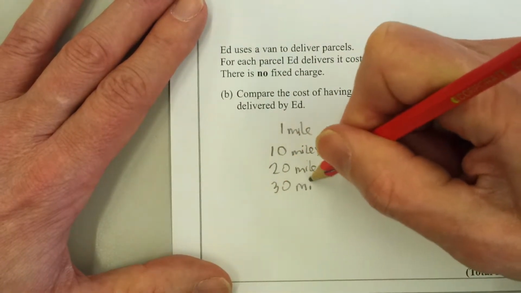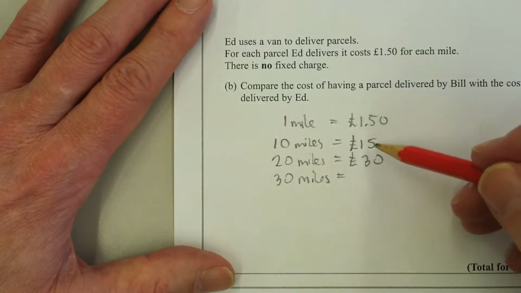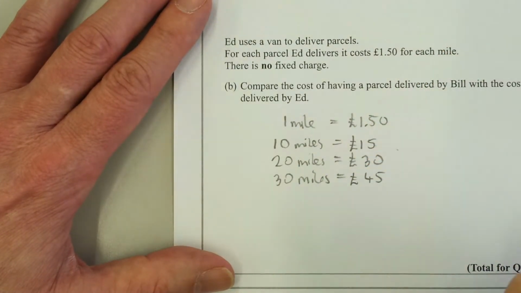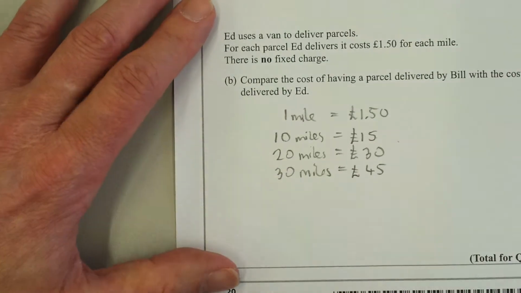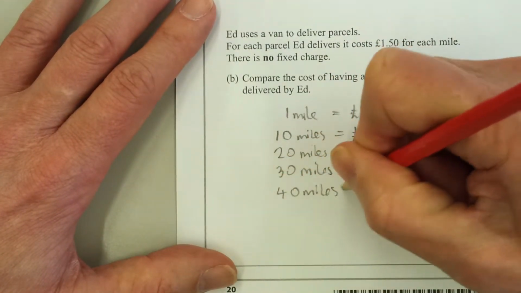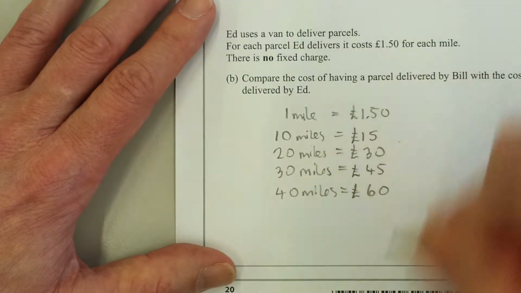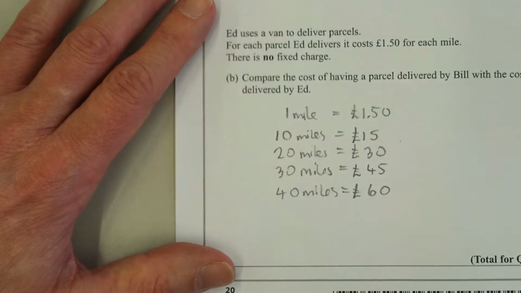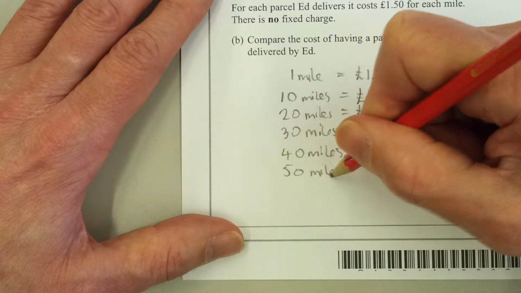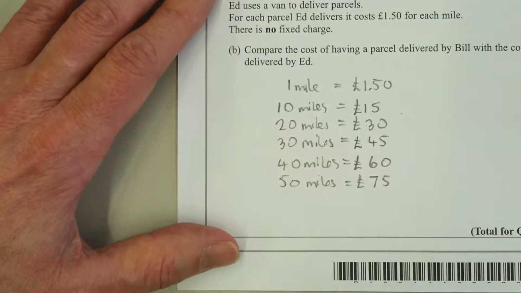30 miles. You can see here, each 10 miles they're going up 15. So 15, 30, add another 15 would be 45. 40 miles, add another 15 would be £60. Try one more. 50 miles would equal, add another 15, £75.